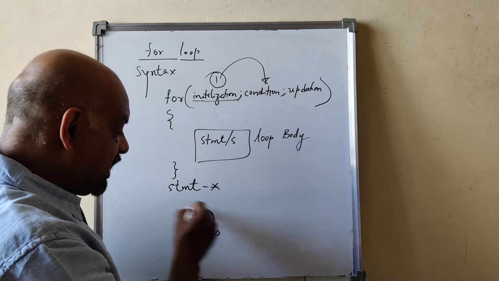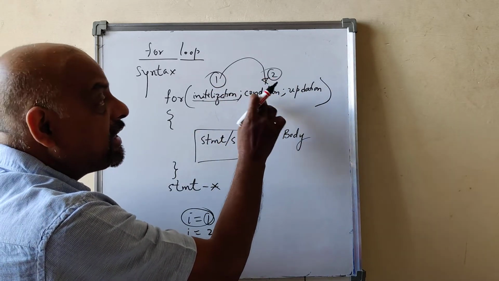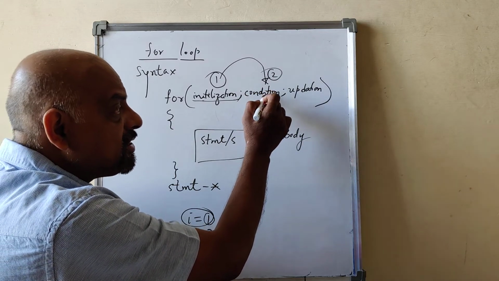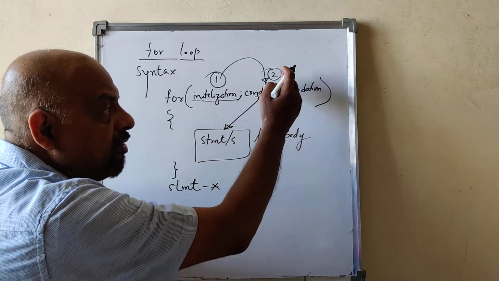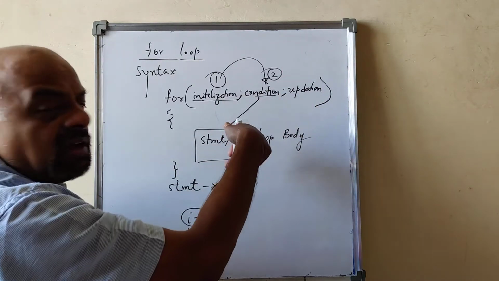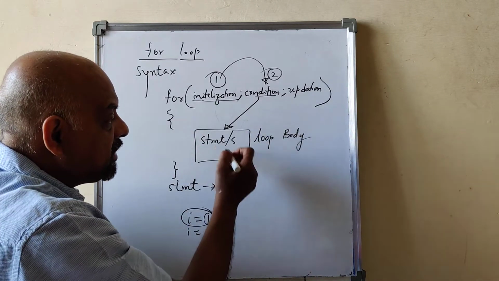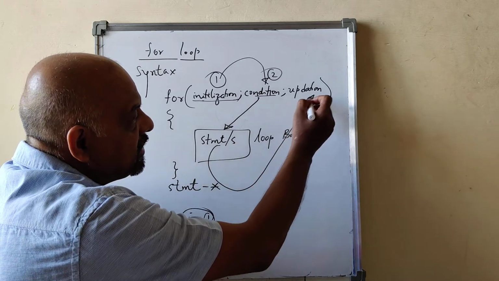Once it is initialized, the second step is the condition, which is tested here. As long as this condition is true, you enter the loop body. The flow of control enters the beginning of the loop body, where you execute the statements. After this, again comes updation, and this is the third step.